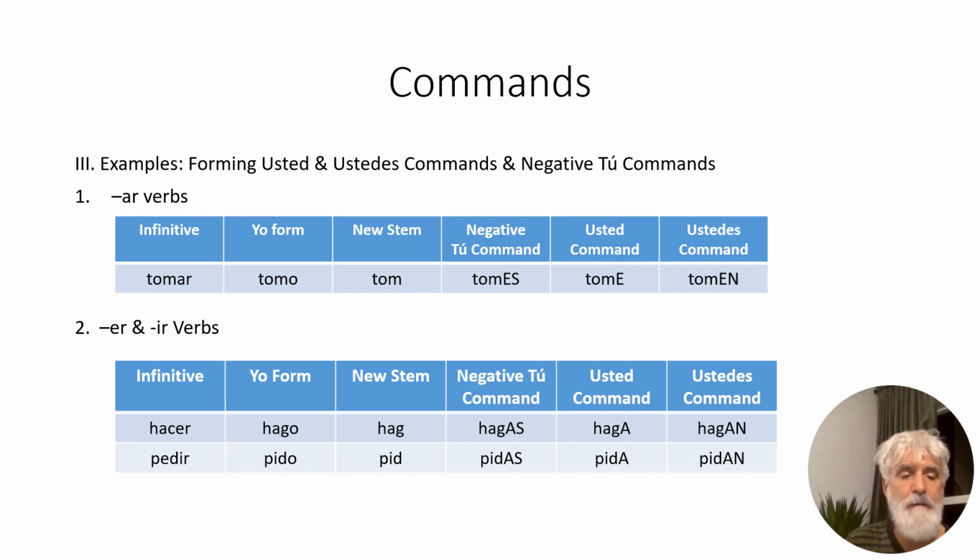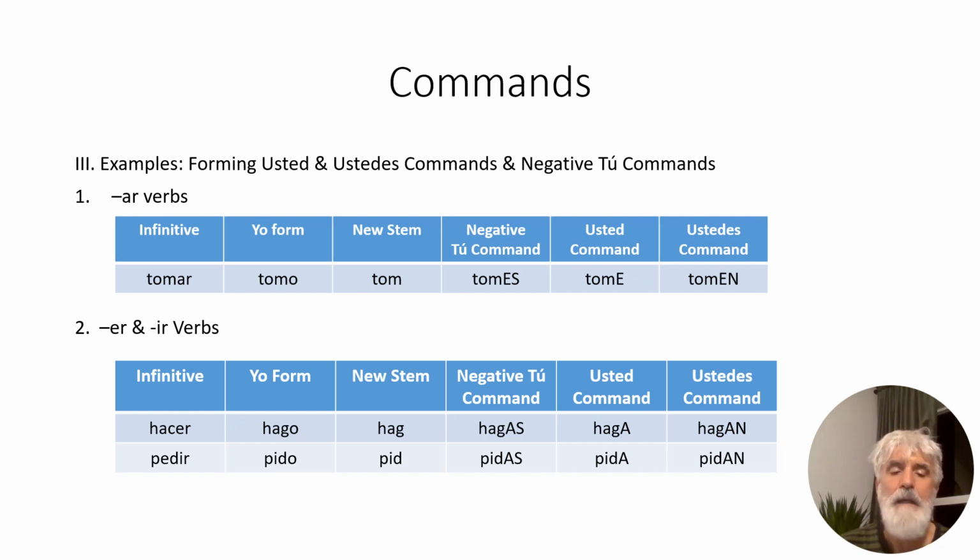What about ER and IR verbs? Let's take the verb hacer, to do or make. It's an ER verb. First, let's get the yo form of the verb. Now, it's got an irregular yo form. So again, remember your irregular yo verbs. We learned quite a few of them. That means your commands are going to have that irregularity in them. So let's take a look. Yo hago. I drop the O of the yo form, and I get ag.